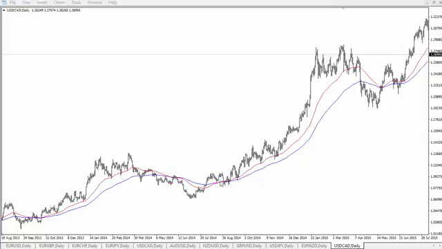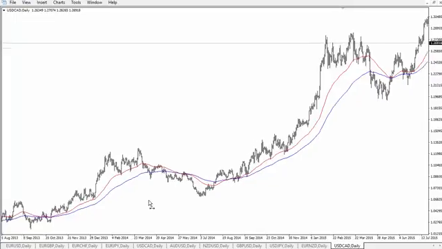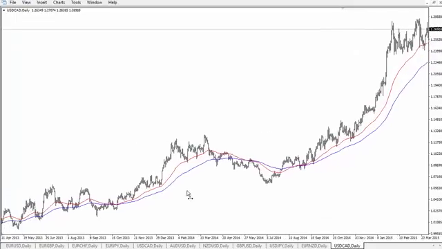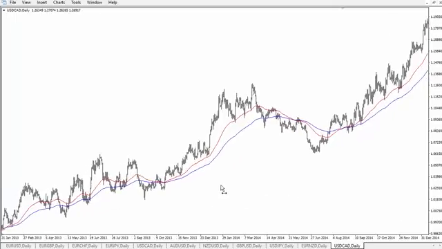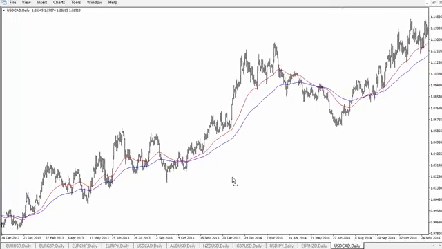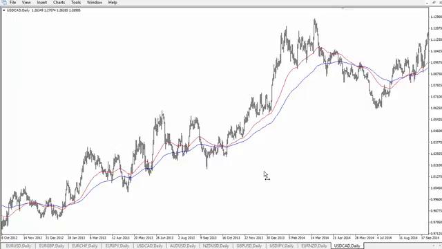Quite often it'll do this and then it won't cross until you've lost a little bit of money, and that's really where the trouble comes in for most traders. But if you recognize that over the longer term this does in fact work, you can certainly make quite a bit of money doing it.